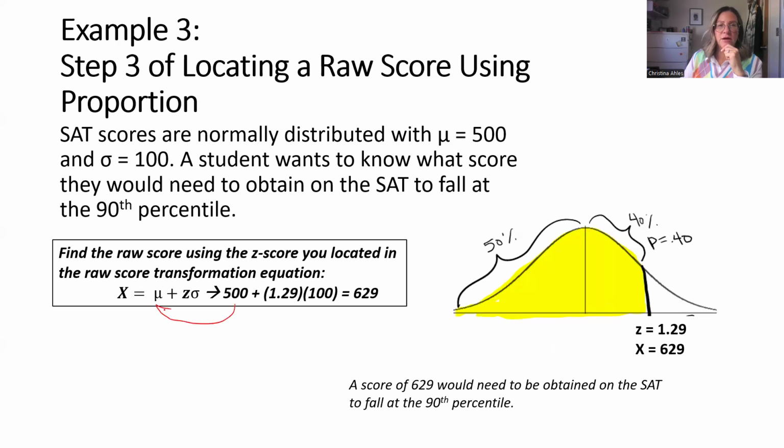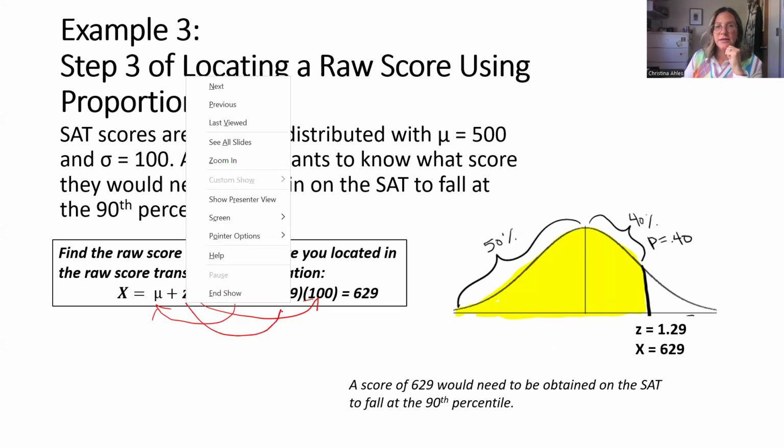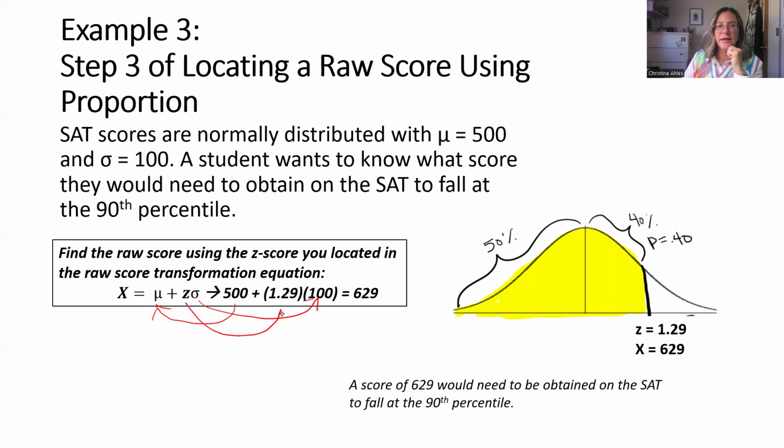500, that's our population mean. That 100 is the population standard deviation. Now we plug in the z-score that we just found, because a z of 1.29 is the z-score that would be at the 90th percentile. And I'm sorry, my pen is doing wacky doodle things. If we plug that all in, our raw score would need to be 629 for us to be in the 90th percentile. So it's that raw score equation, working backwards.